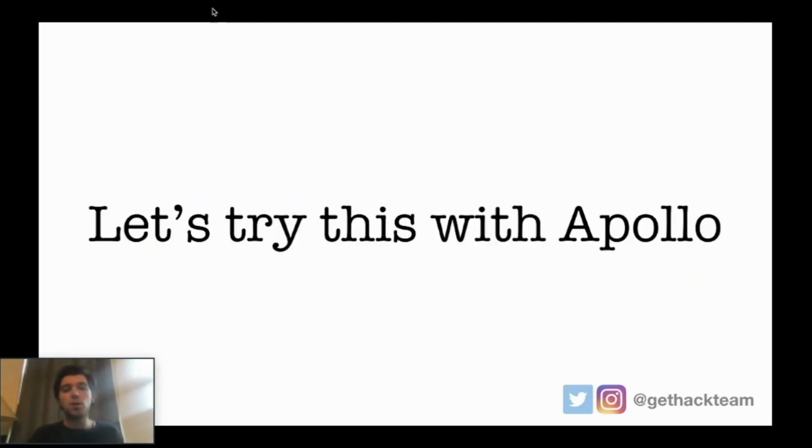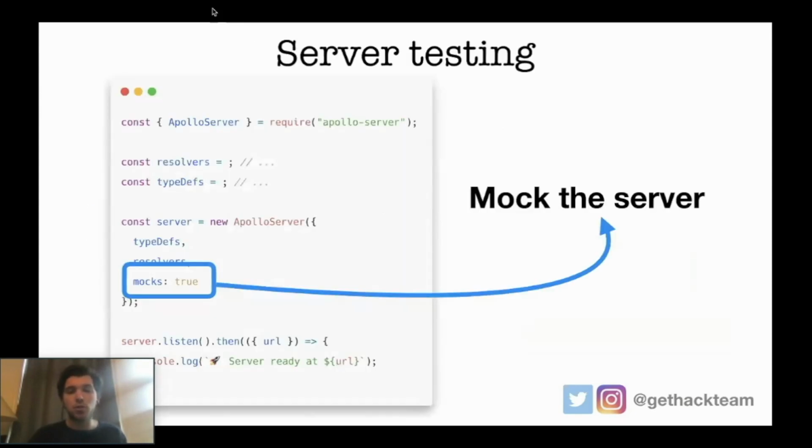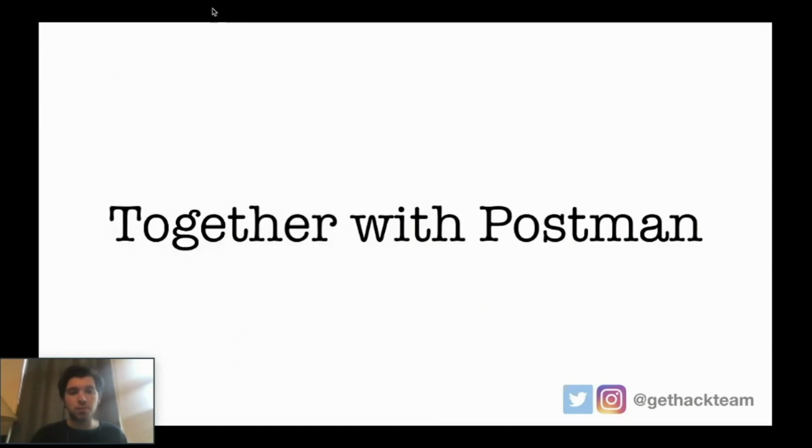So Apollo has some cool functions to do this, to have server mocking and integration tests. So assume we're using Apollo Server, you're just going to set the mocks variable to true. So if you're going to instantiate the new Apollo Server, you have some options you could put in there, and you're just going to say mocks is true. So now Apollo Server will mock whatever you're using with your schema resolvers.